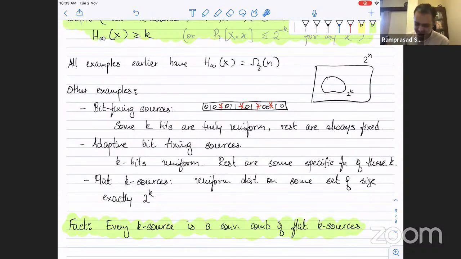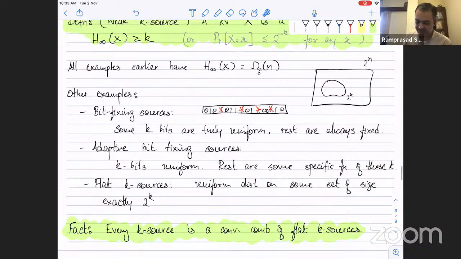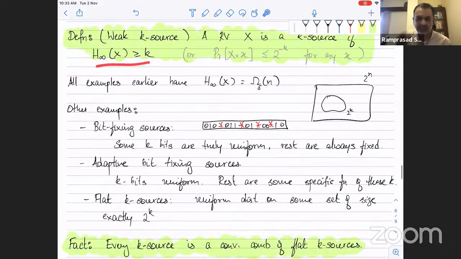And it so turns out that every k source, where by k source I mean a min entropy guarantee, you might as well assume that it's a flat k source, because every k source is a convex combination of these flat k sources. If your extractor works for all flat k sources, it will also work for convex combinations of sources, and therefore it will work for all k sources.